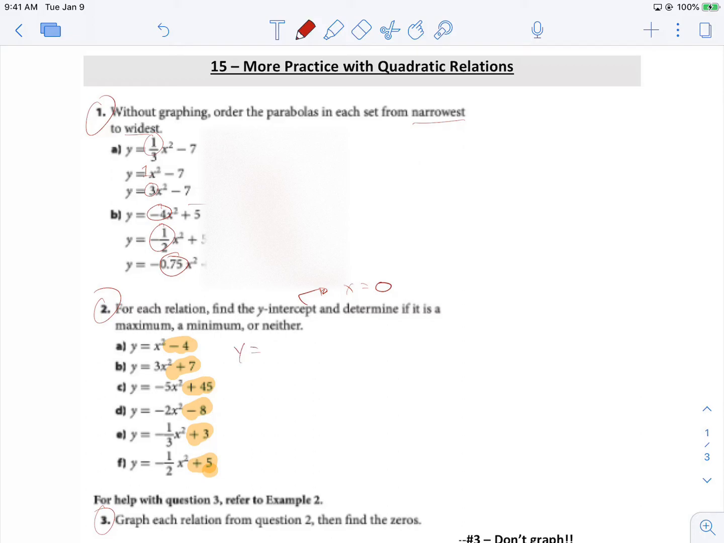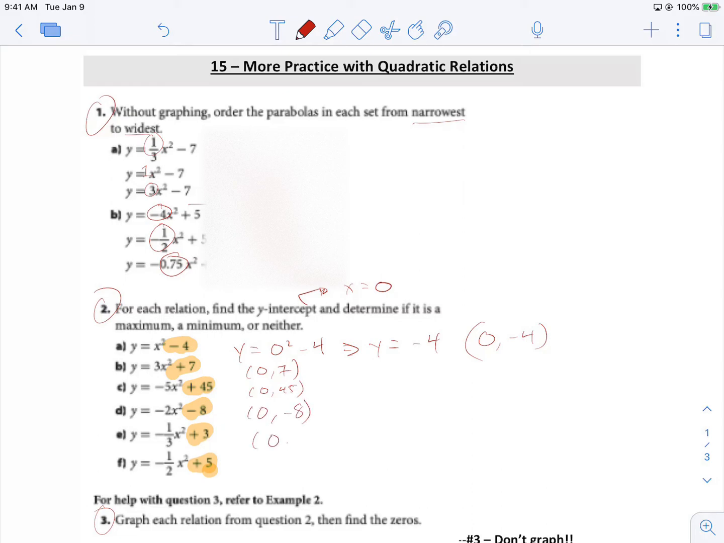Y equals x squared minus 4. It's going to be y equals 0 squared minus 4. And what does that become? Well, that becomes y equals negative 4. And look what I highlighted, negative 4. So what's our intercept? 0, comma, negative 4. For this one, it's just going to be 0, comma, 7. And we could do the same thing, 0, comma, 45. 0, comma, negative 8. You're always looking at that last number.